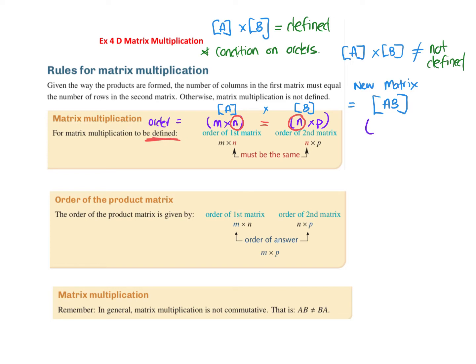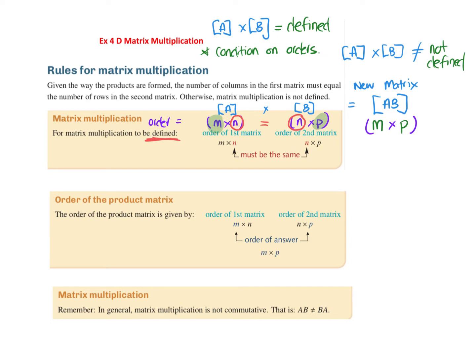Now this new matrix will have an order as well. It'll have the same number of rows as the first one, and whatever number of columns the other one had. That's what your answer will look like, and that's how we work it out.